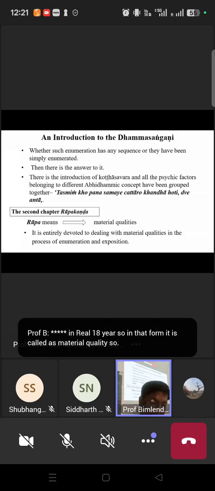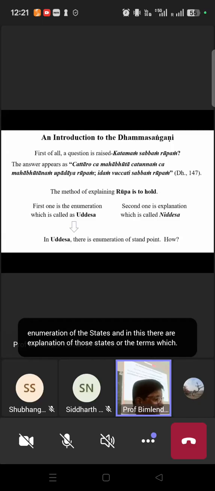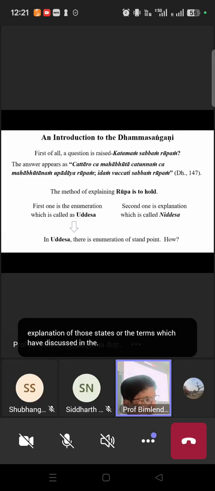So in the Rupakanda all of these have been discussed, and there are two ways of enumeration of Rup Dhamma in the third chapter, that is the Uddesanaya and Niddesanaya. There are two ways of treating the Dhamma: in Uddesa there is just an enumeration of the states, and in Niddesanaya there is an explanation of those states or terms which I have discussed in the Rup. We have discussed that there are 11 ways.